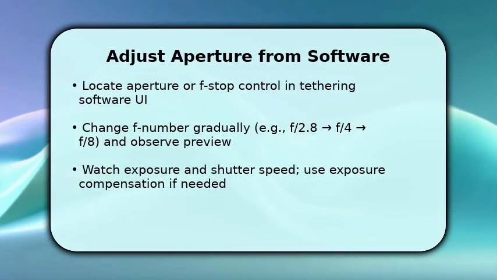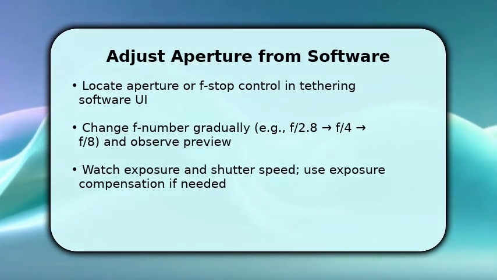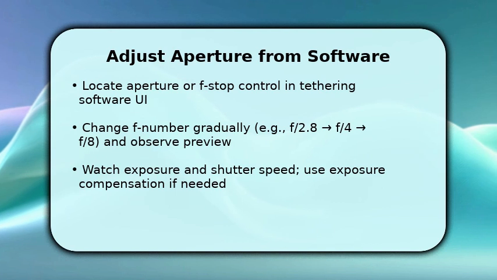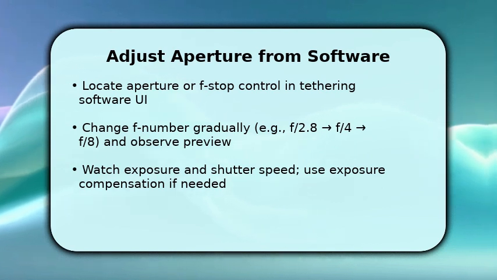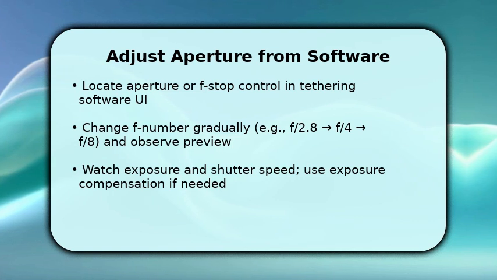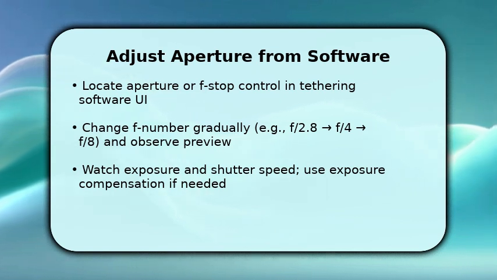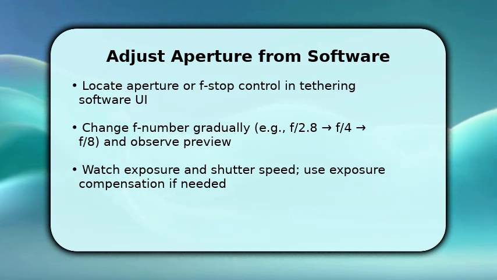Next, find the F number control in the tethering software, often labeled aperture or f-stop, and change it while watching the live view. As you move from smaller to larger F numbers, observe depth of field and sharpness in the preview so you understand the visual impact.